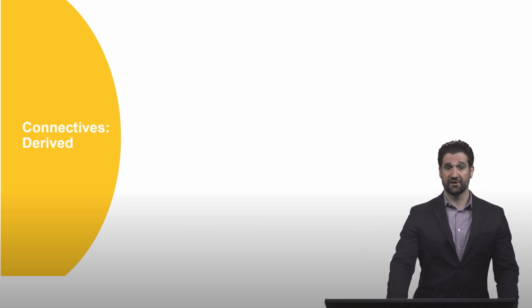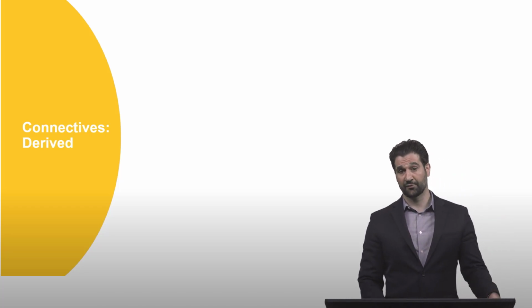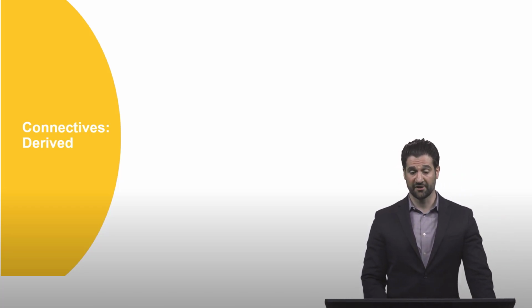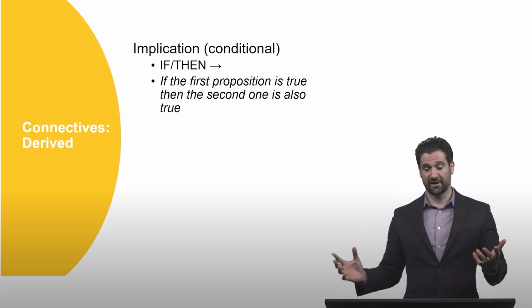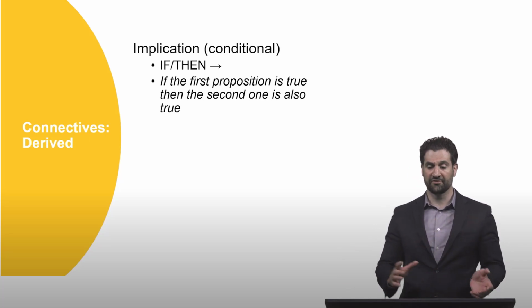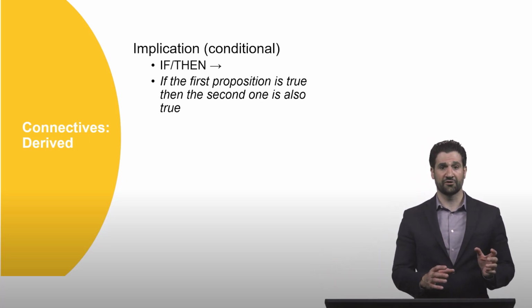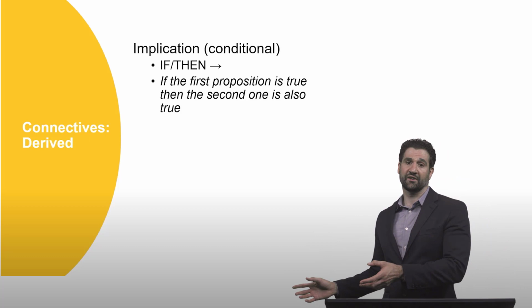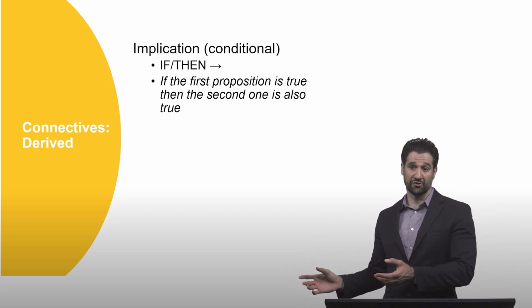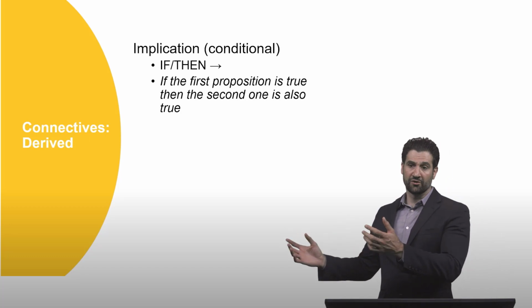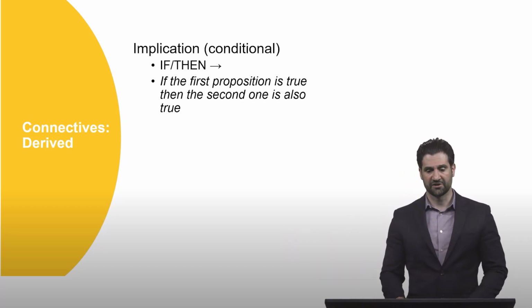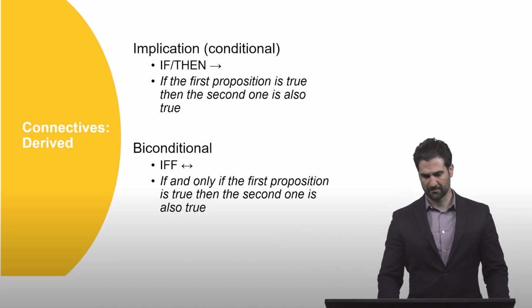The next are a set of connectives that can be derived from the ones we showed you on the previous slide. The first one is very commonly seen as implication, and you often hear that in terms of if, then. If the first statement is true, then the second statement must also be true. If you study this class, you will get a good grade, is an example of an implication.